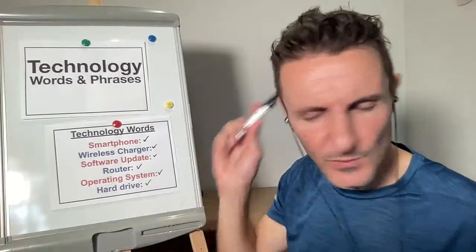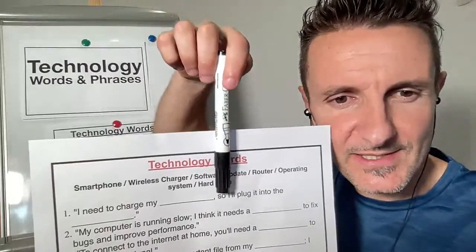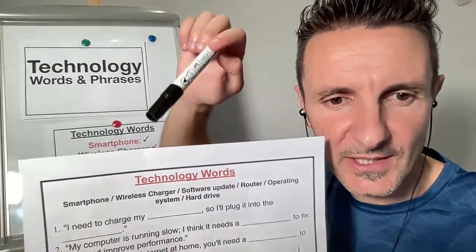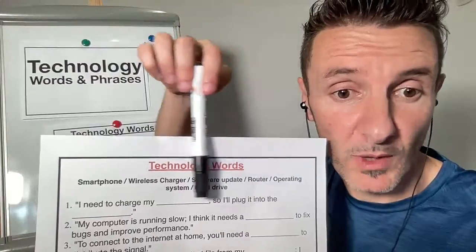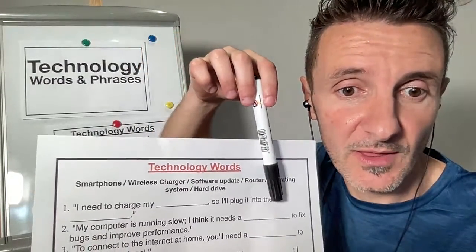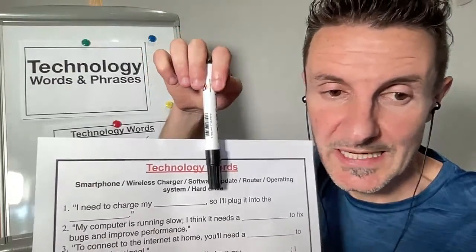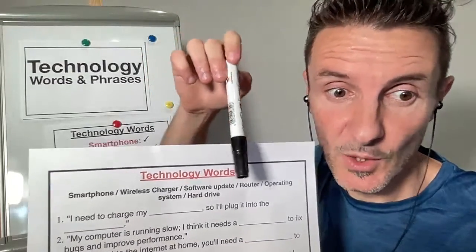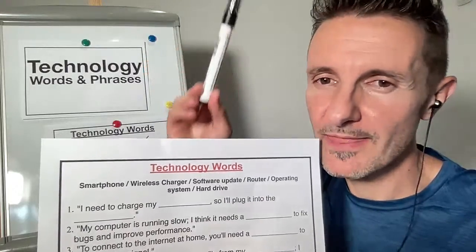Okay, so let's do the first one. Here are your words again. They're also up here. Here are technology words. And here's your first sentence. Let's see if you can choose the correct technology word. I need to charge my what? So I'll plug it into the, there's 2 we need there. Okay, someone's getting it right. What do you need to charge? What do we need to charge? There's one thing we need to charge.